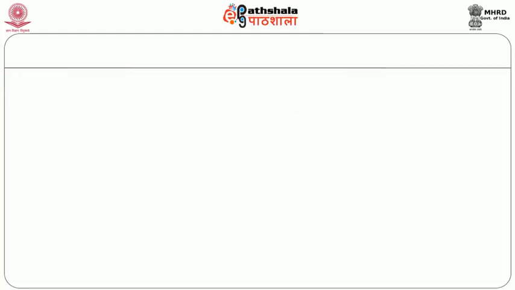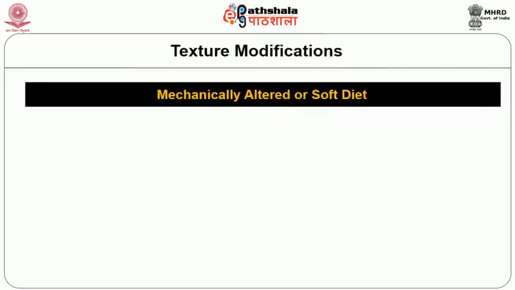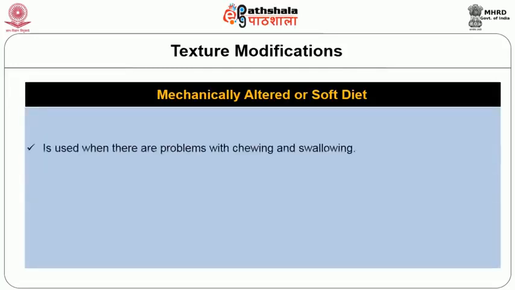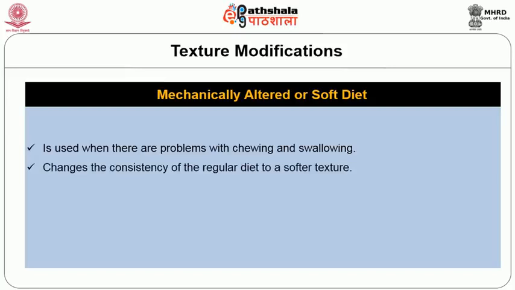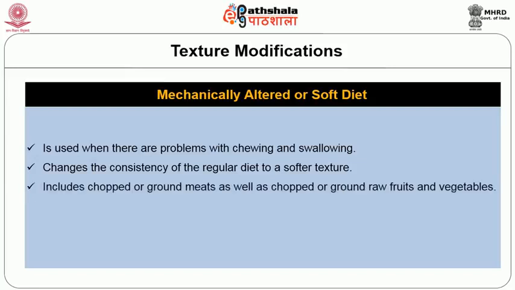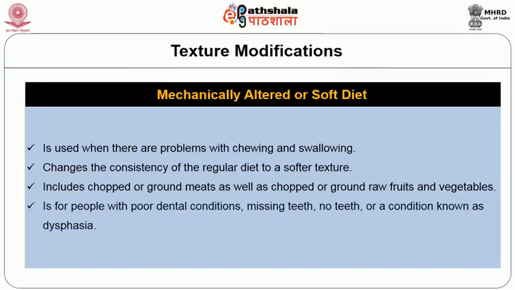Now when we move into the modifications in the texture, we have two types: the mechanically altered or soft diet, and the next one, the puree diet. The mechanically altered or soft diet is used when there are problems with chewing and swallowing. It changes the consistency of the regular diet to a softer texture, usually bland in taste, which we call a bland diet. It includes chopped or ground meats as well as chopped or ground raw fruits and vegetables, and it is for people with poor dental conditions, missing teeth, no teeth, or a condition known as dysphagia.